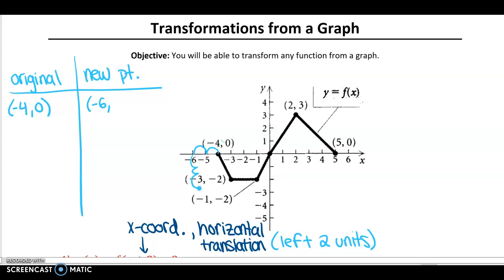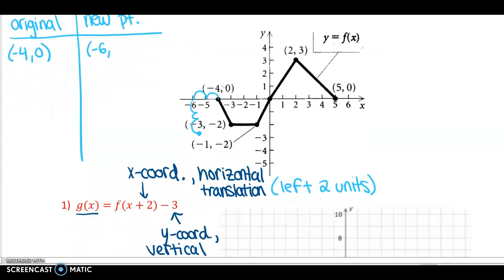The down, what was it, down 3 units? Yeah, that's going to affect the y coordinate. So my new y coordinate is now at -3. So when I graph this function, -4, 0 moves to this new point. And I'm going to repeat this for each of the points on the graph.